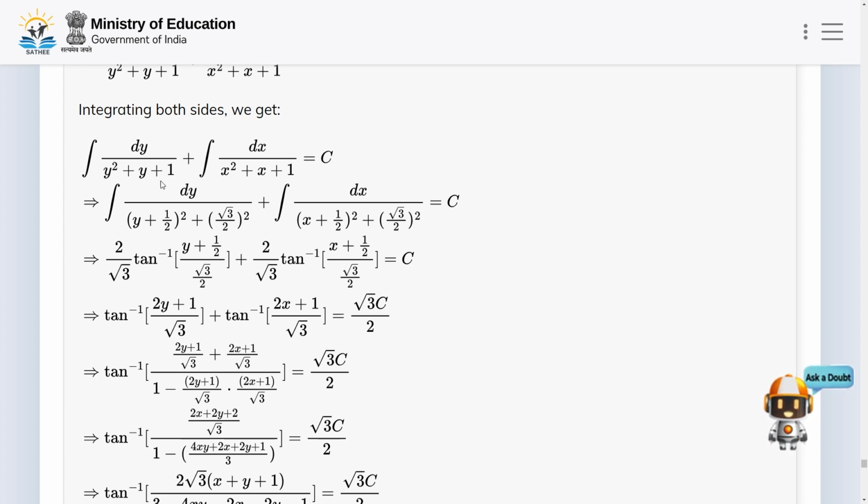This denominator can be reduced in what form? By using the method of completing square. You will have some a square plus x square form. This means you know the direct integration of that form. So we will be using the completing square method and then the direct integration. So you will have 2 divided by root 3 tan inverse of (y plus 1 by 2) divided by root 3 by 2, plus 2 divided by root 3 tan inverse of (x plus half) divided by root 3 by 2, is equals to some constant.